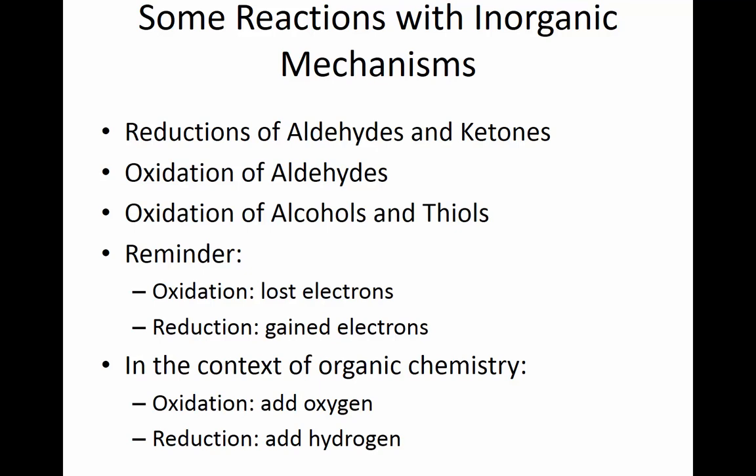They are lost electrons for oxidation. Reduction is gained electrons. In the context of organic chemistry, oftentimes oxidation is just the addition of a carbon-oxygen bond. Reduction often takes the form of the addition of a carbon-hydrogen bond as compared to a carbon-oxygen bond.